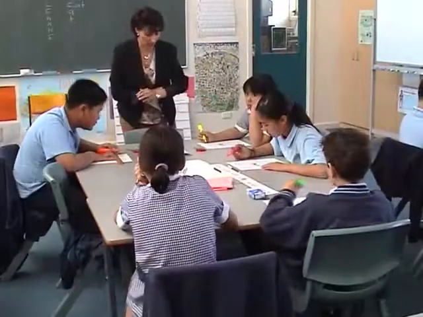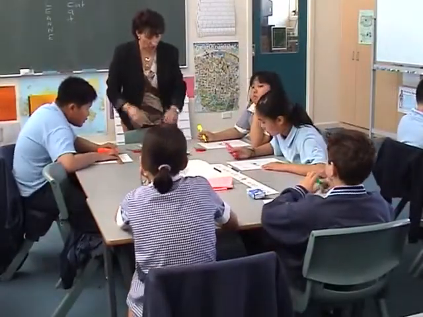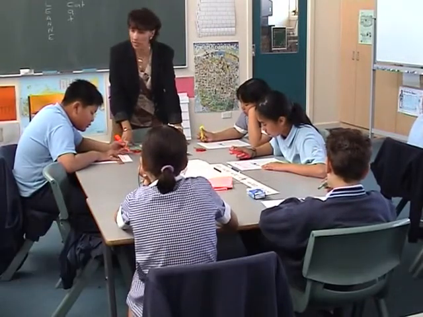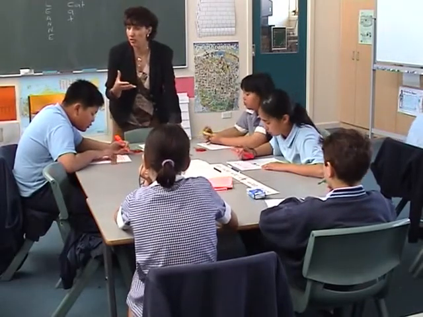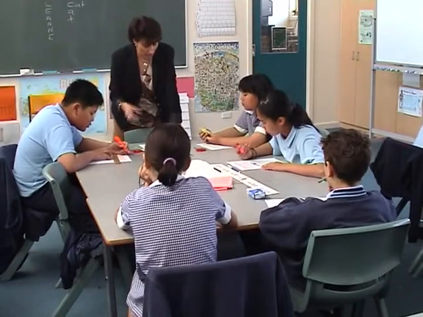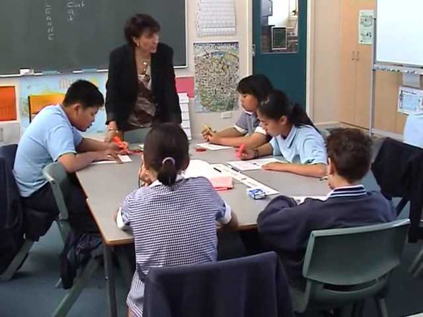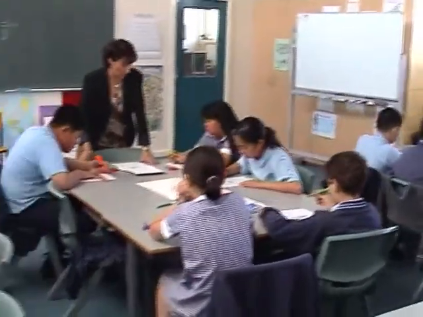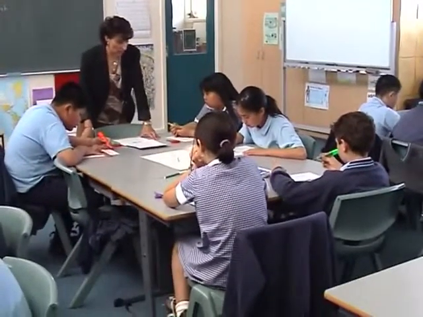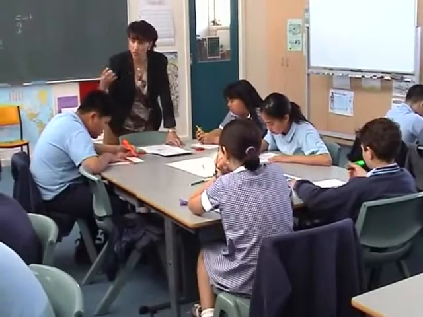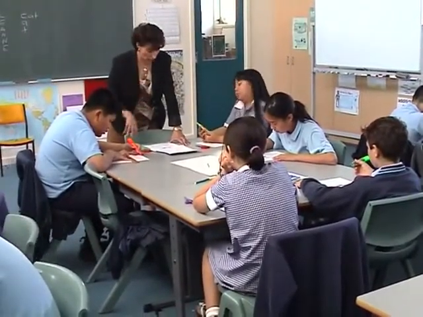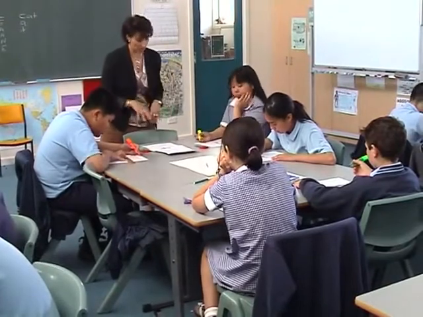Okay, now in the next sentence, it tells us that some people were awake. Not all. Remember they said this was happening about 2 in the morning? So most people would be asleep, but some people were awake. And that they heard a sound that was a bit like a storm coming our way. Okay? And as the earthquake got closer, the ground started to shake. Okay, so that's what we're talking about in this next sentence.